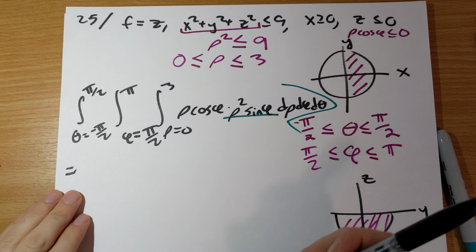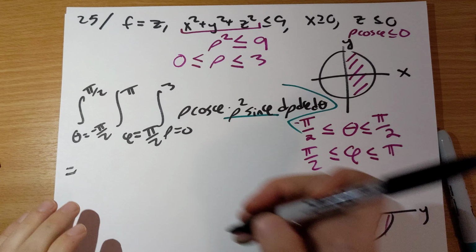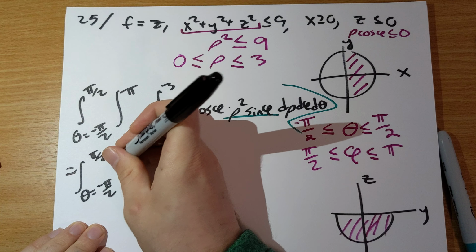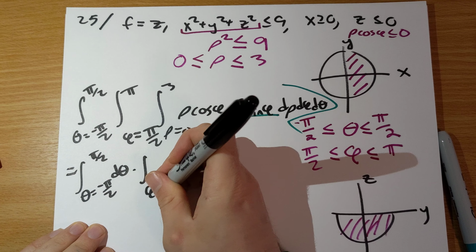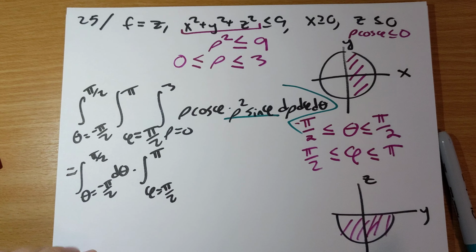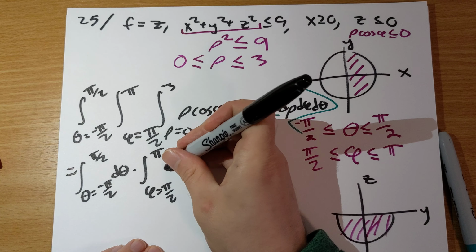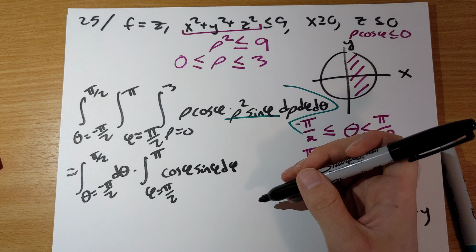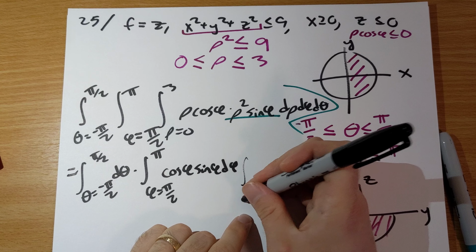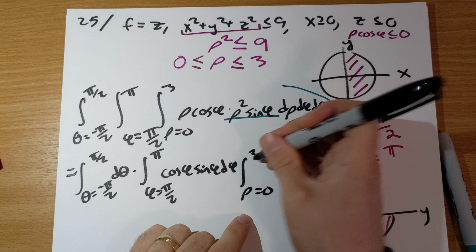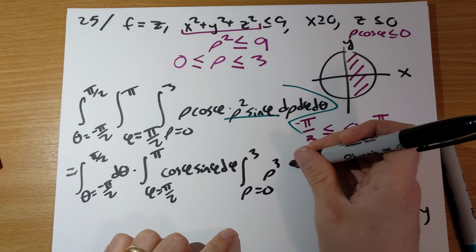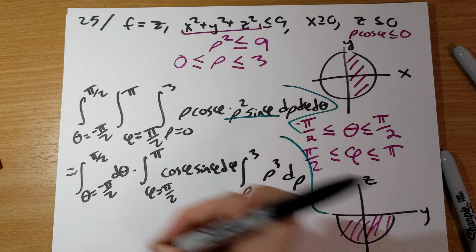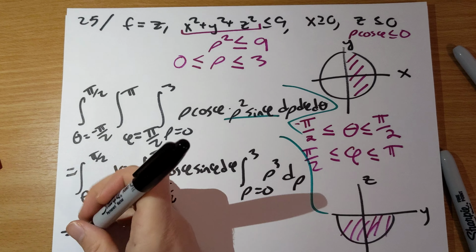Let's evaluate it. I think this can factor all the way out. Theta is negative pi over 2 to pi over 2, d theta, times phi from pi over 2 to pi of cosine phi sine phi d phi. And then our rho runs from 0 to 3. It looks like we have rho cubed d rho. Okay, what does this give us? This term will give us pi.